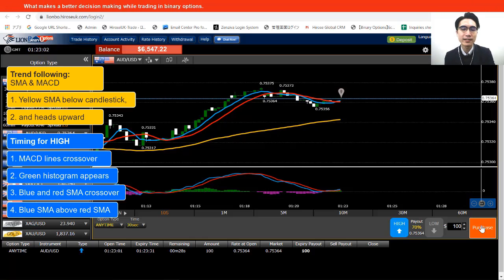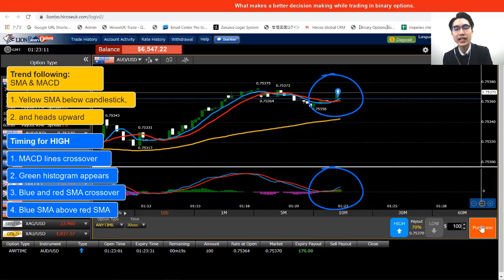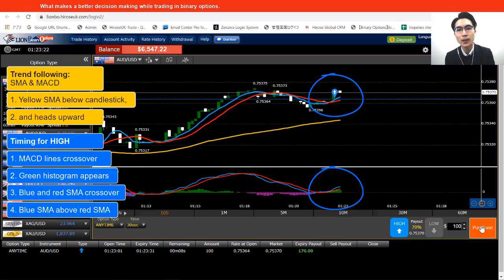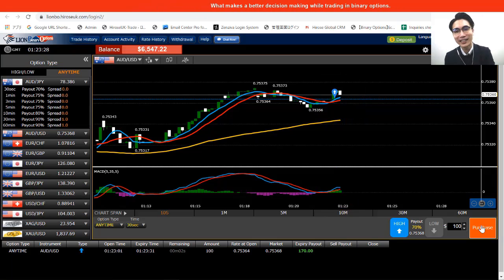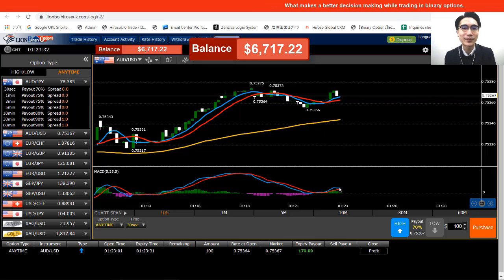Now you see the MACD crossover gives me a green histogram, and I look at the simple moving average, the blue and red one. At the crossover, the blue one went above the red one. So that's a double bullish confirmation, and that's why I opened my trade there. My decision was correct. It was good to stay at this market, and the trade ended in profit.